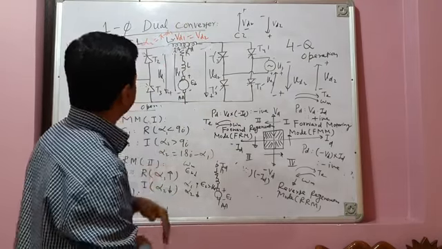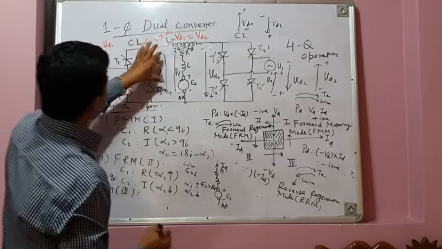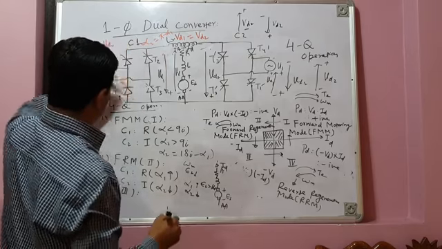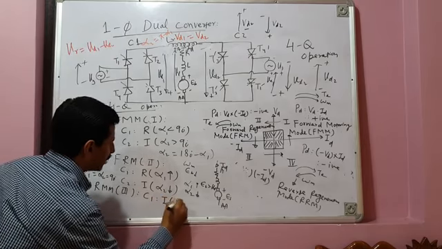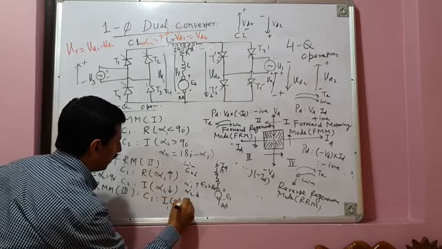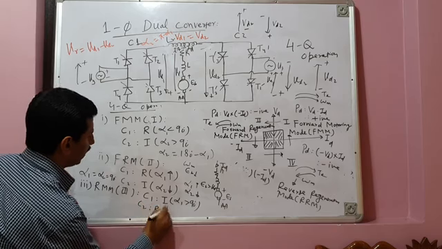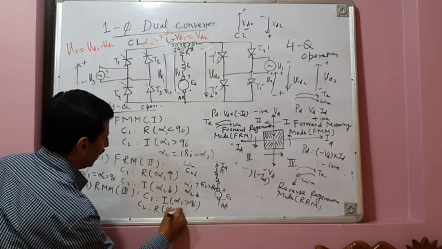This previously was operating in rectification mode. In rectification mode its voltage was positive. Now to make voltage negative, it has to be operated in inversion mode. So C1 has to be operated in inversion mode. That means alpha 1 is greater than 90 degrees. And C2 has to be operated in rectification mode. Alpha 2 less than 90 degrees.